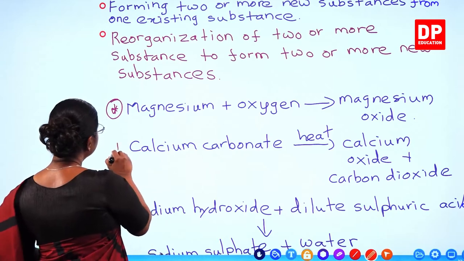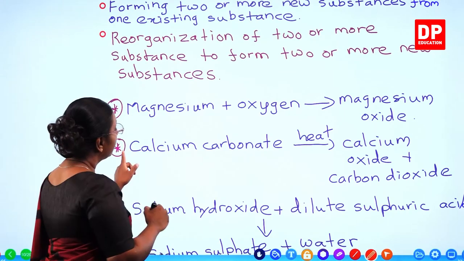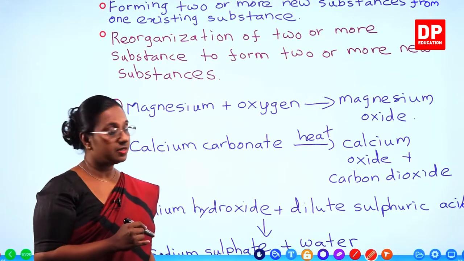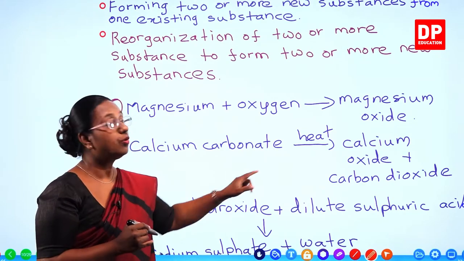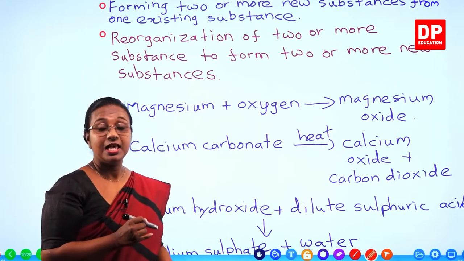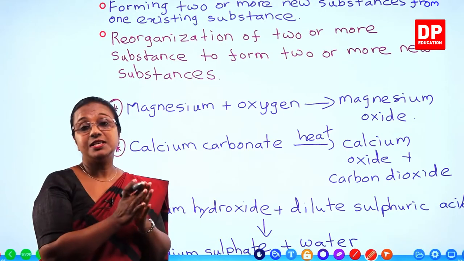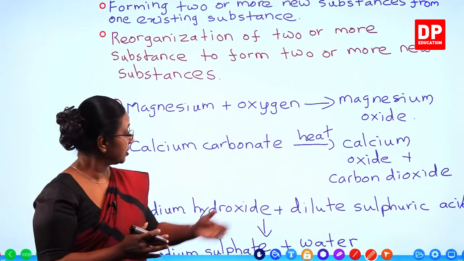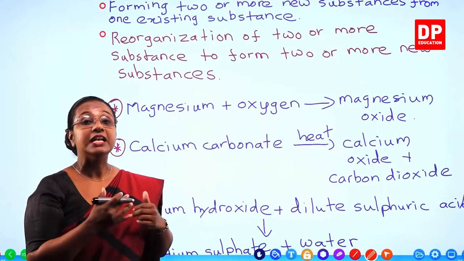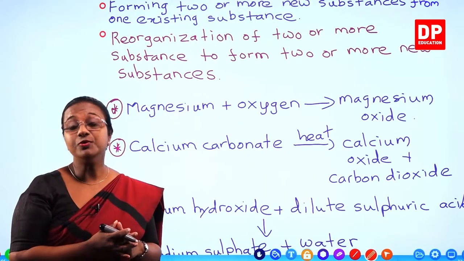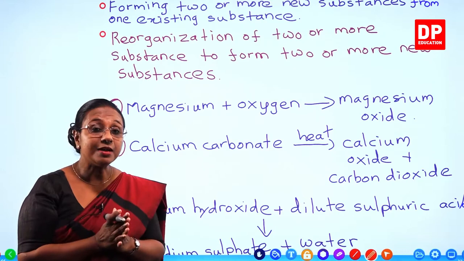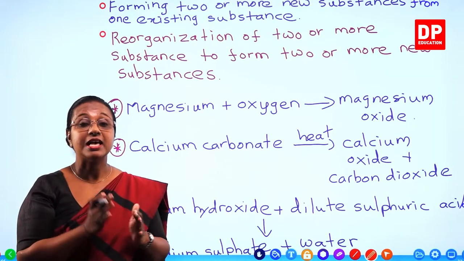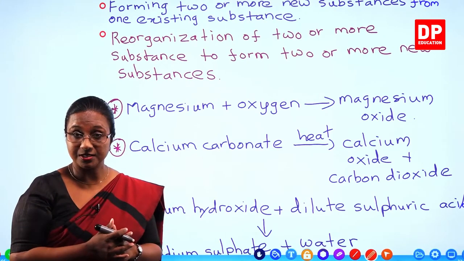Then we have the second type. One existing substance becomes two or more new substances. There it divides into new substances, or we can say decomposes, because we are heating also. Decomposes into new substances. So, that type of reaction is known as chemical decomposition.